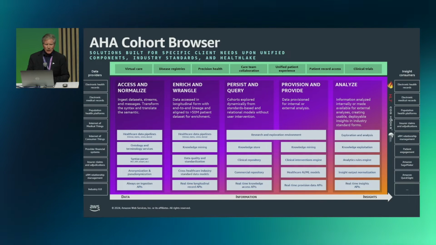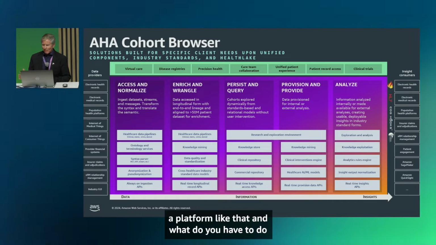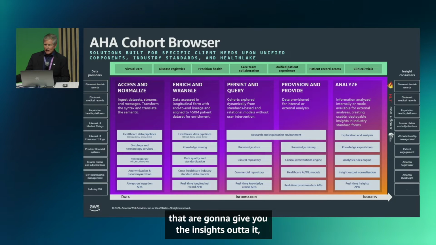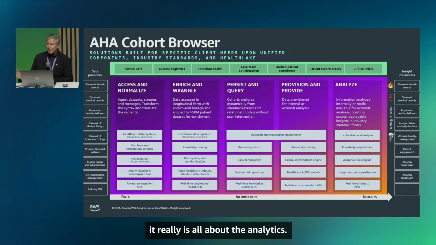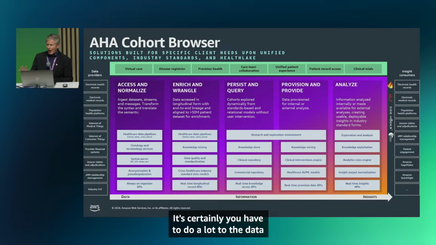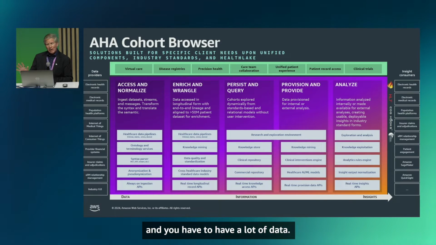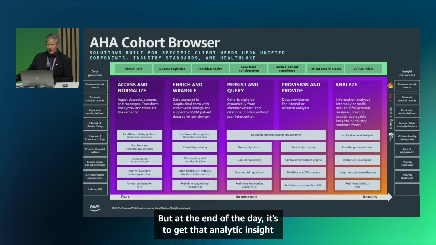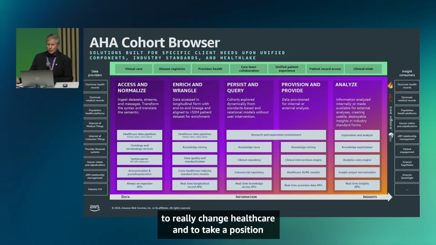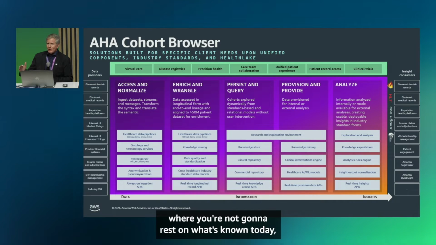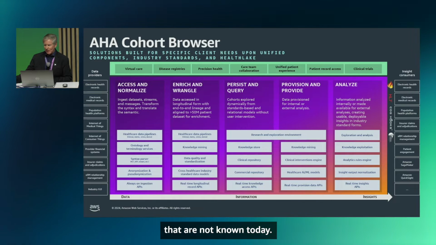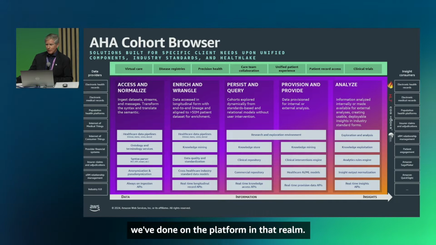So when you look at the process of how do you build a platform like that, and what do you have to do to make it functional and provide the analytics that are going to give you the insights out of it? Because at the end of the day, it really is all about the analytics. It's not so much about the data. You have to do a lot to the data, and you have to have the data, and you have to have a lot of data. But at the end of the day, it's to get that analytic insight to really change healthcare and to take a position where you're not going to rest on what's known today, but you're going to derive new things that are not known today. And I'll talk a little bit about some of the things we've done on the platform in that realm.